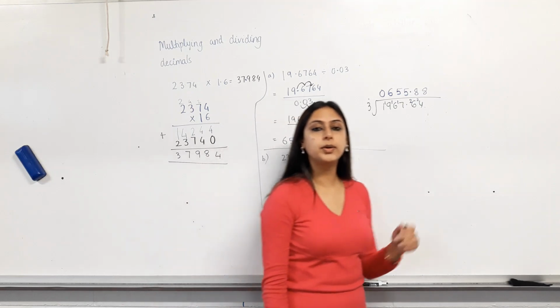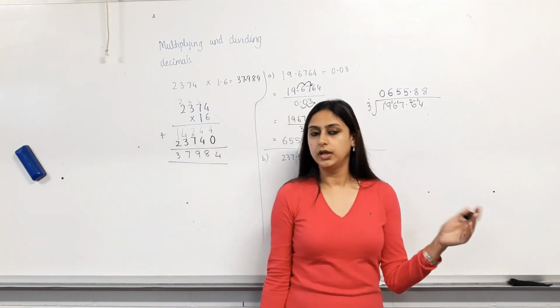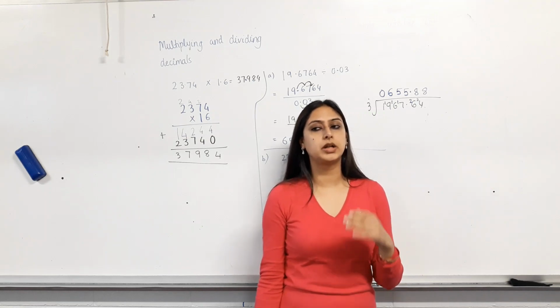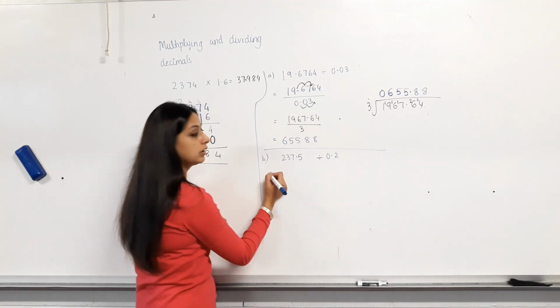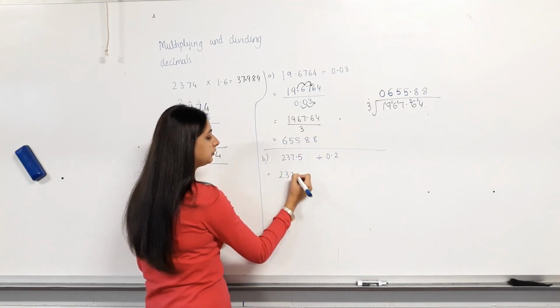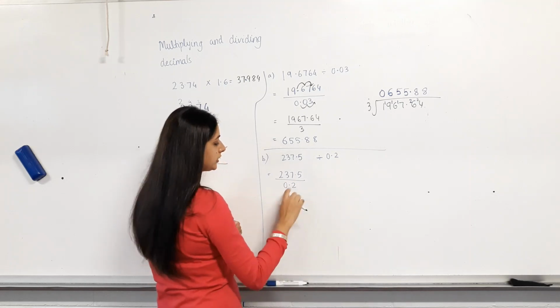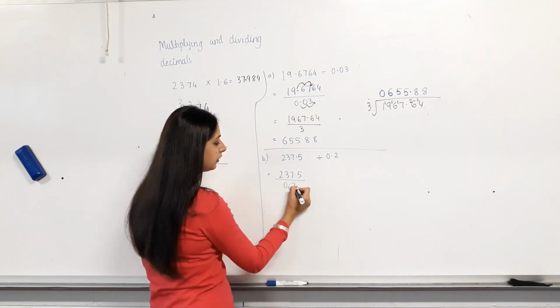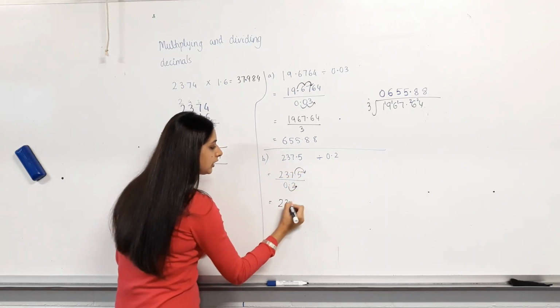Simple? So whatever we do to the bottom of a fraction in terms of multiplying, we do the same to the top. And the goal is to get rid of the decimal in the denominator. Make sense? Next one, let's do another question. We write it as a fraction. How do I get rid of this decimal? Move it 1 place to the right. I must do the same to the top. So what do I get?